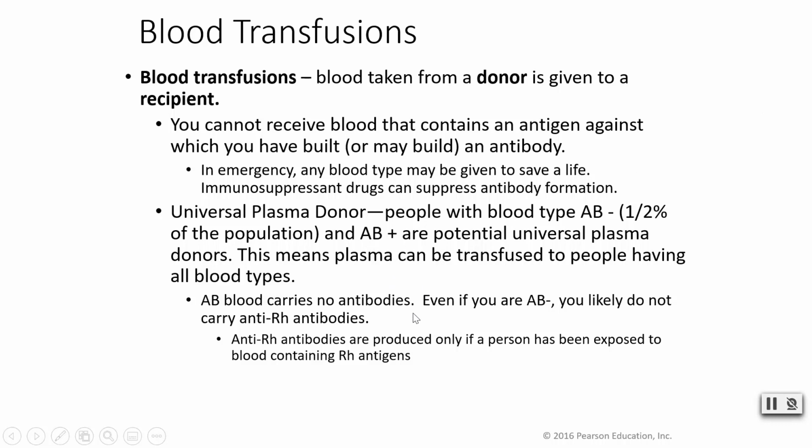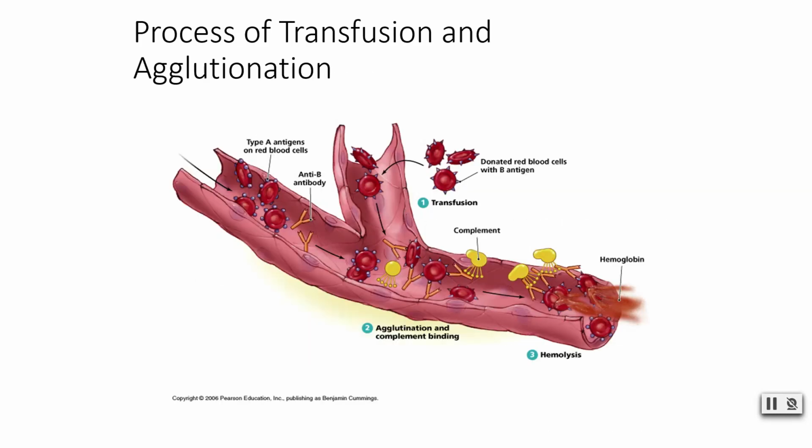So we could give you AB plasma, which would contain no antibodies, which would then not be able to go on and attack your blood cells. Think about that one. This is just a cartoon representation of what would happen if you introduced the incorrect blood type into somebody. Your antibodies would attack it. We're going to see agglutination, we're going to see clumping, and eventually we would just destroy those red blood cells.